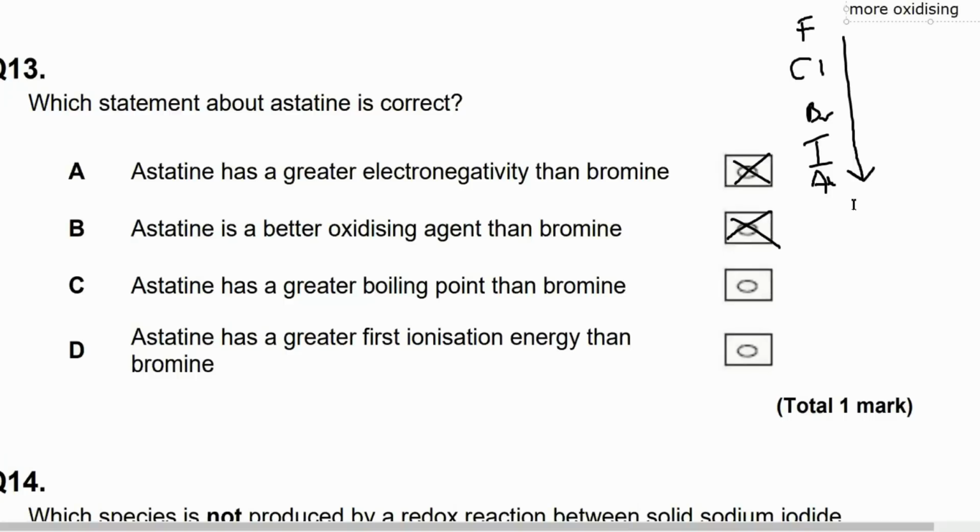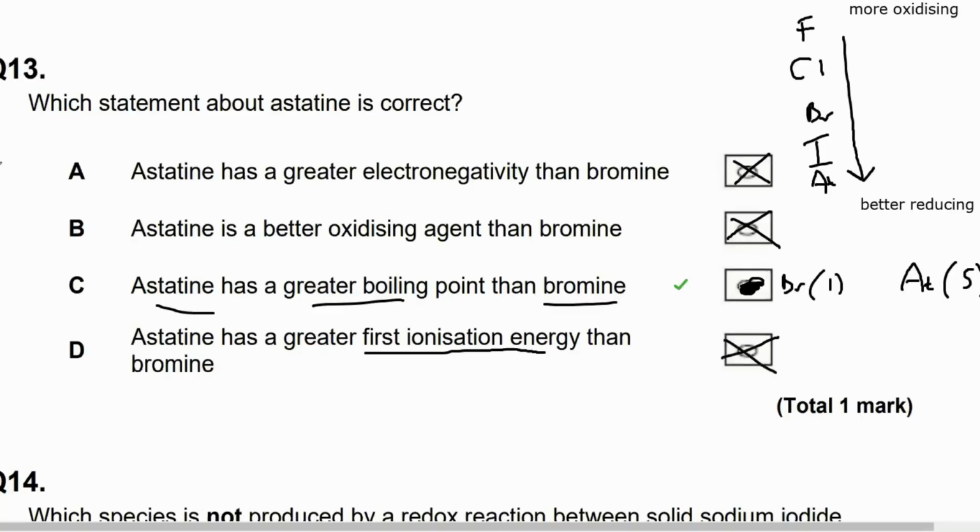Astatine's a better oxidizing agent than bromine. Well, no, as we go down the group, they get less reactive. Why do they get less reactive? Remember, there's more shielding, the electrons are further from the nucleus, so it's not going to be better at oxidizing. Astatine has a greater boiling point than bromine. Let's remember the state symbols. Bromine is a red liquid, iodine is a black solid, astatine, we can presume, is also a dark solid. So our correct answer here is C.